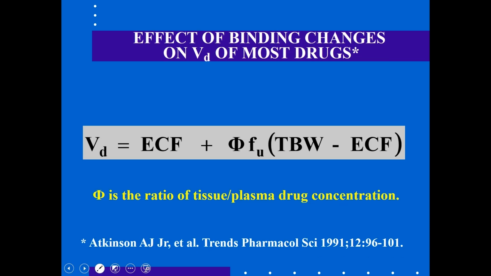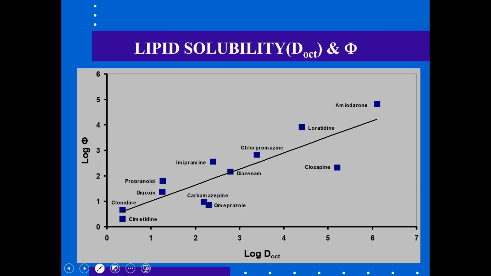Now, what about drugs that distribute extensively into tissues? Here we have to add another factor, phi, to our equation, and I will call this the ratio of tissue to plasma drug concentration. And generally speaking, this factor is correlated with the octanol water partition coefficient for the compound in question. And this is a rough graph that shows this relationship.